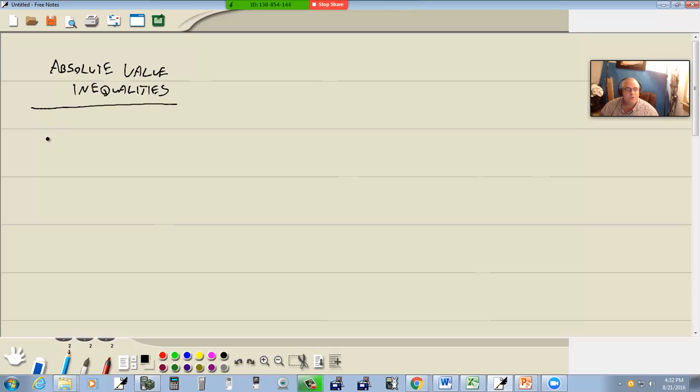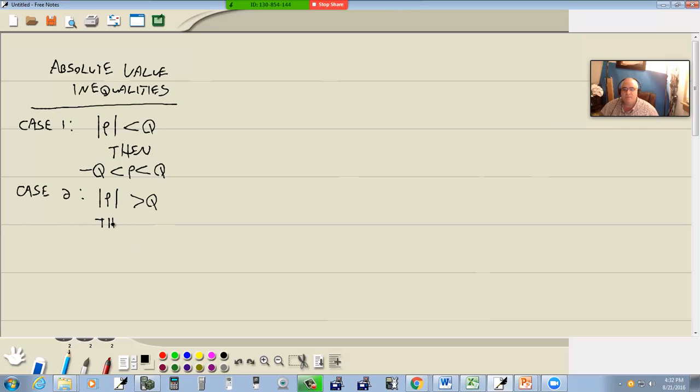We have two cases of this. We have case 1 where we got the absolute value of something is less than something else. We can rewrite it using this formula. Negative q is less than p is less than positive q. Our second case is where we got the absolute value of something is greater than something else. Then we can rewrite this as p is less than negative q, and then we have an or, and p is greater than positive q.